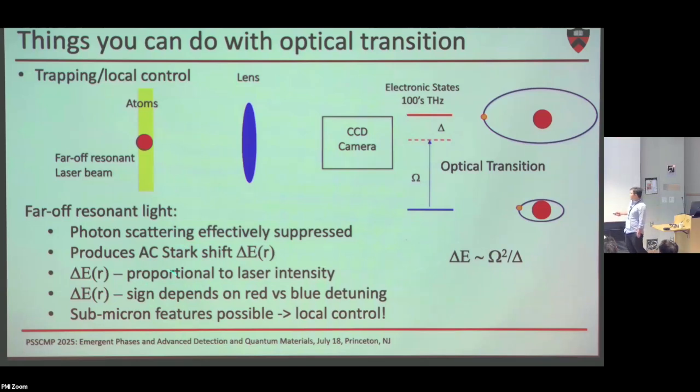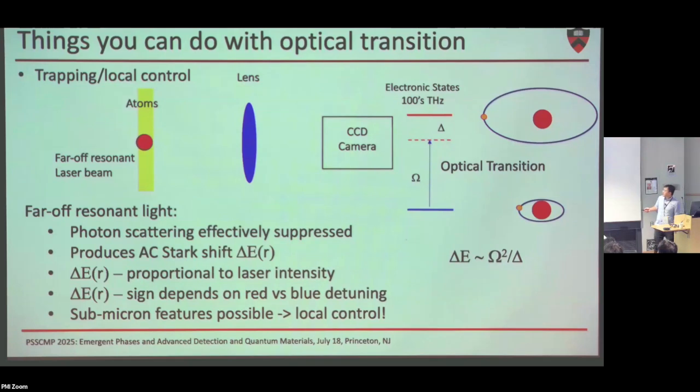So it turns out that this energy shift is proportional to the intensity of the laser, and it also depends on how far you detune. You can make this beam effectively act like an attractive trap, or if you detune on the other side, it will actually be repulsive. Now, because we can shape the spatial profile of light, this actually allows you very powerful local control capabilities.